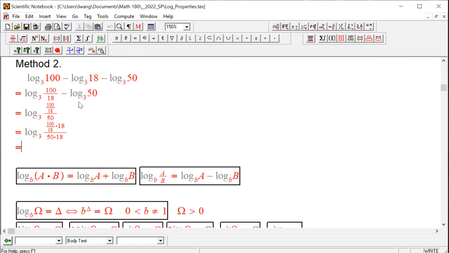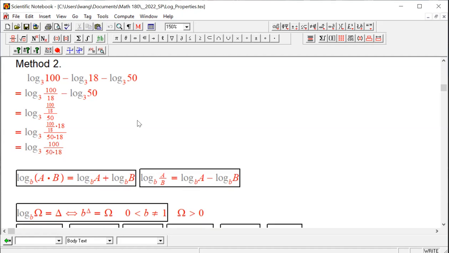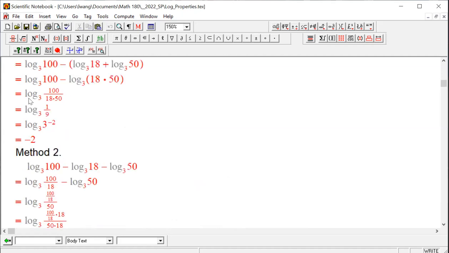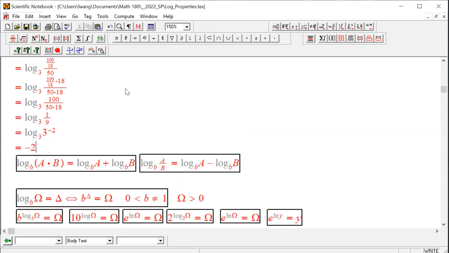And then over here, what do we get? We're going to have a reduced form. 18 and 18 reduced, so the top is just 100. And we're back to over here. See, we're back over here. So the rest is going to be the same.